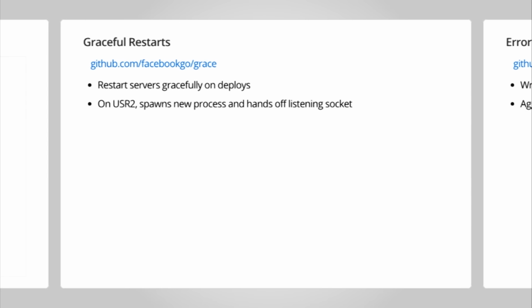So we built a library called Grace. What Grace does is, on a signal, it spawns a new process of the same binary, hands off the listening socket, and waits for the old binary to serve its requests and die. We use Grace in all our Go binaries. It works very well for us. If you have the problem, go check it out.